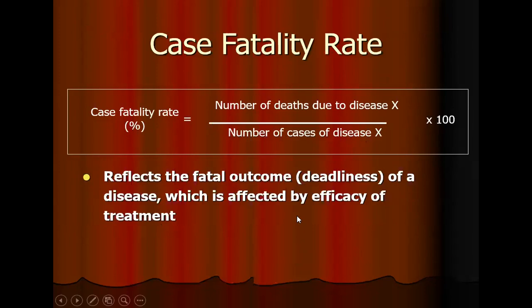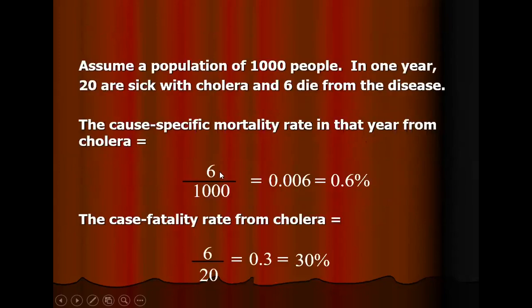Then case fatality rate is equal to number of deaths due to disease divided by number of cases of that particular disease. It reflects the fatal outcome or deadliness of a disease, which is affected by efficacy of treatment. This is an example. So assume a population of 1000 people. In 1 year, 20 are sick with cholera and 6 die from the disease.